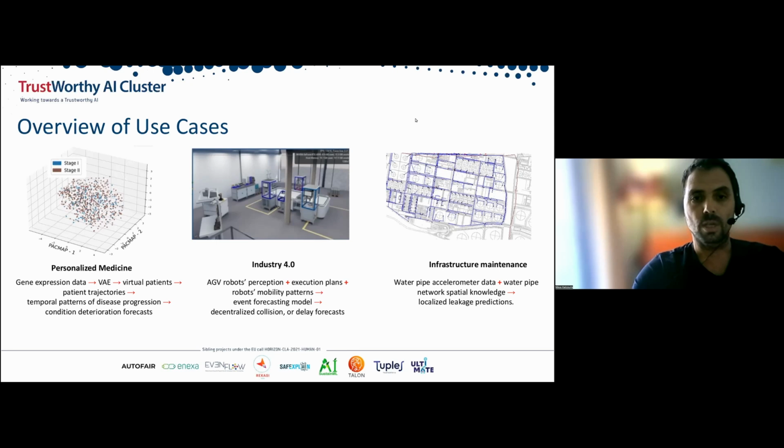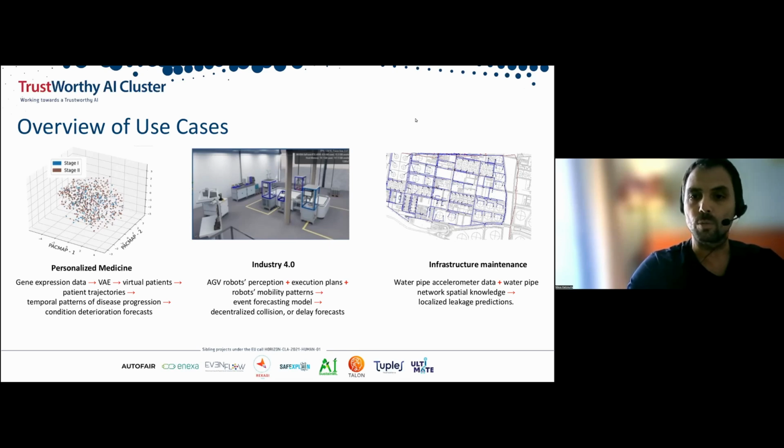The second use case is about Industry 4.0. The main focus here is safe and reliable robot navigation in smart factories. We have data from automated guided vehicle robots' perception modules, also symbolic knowledge from the robots' execution plans and their mobility patterns, and we use them to build event forecasting models in order to make collision or delay forecasts in a decentralized fashion. The third use case is about infrastructure maintenance.